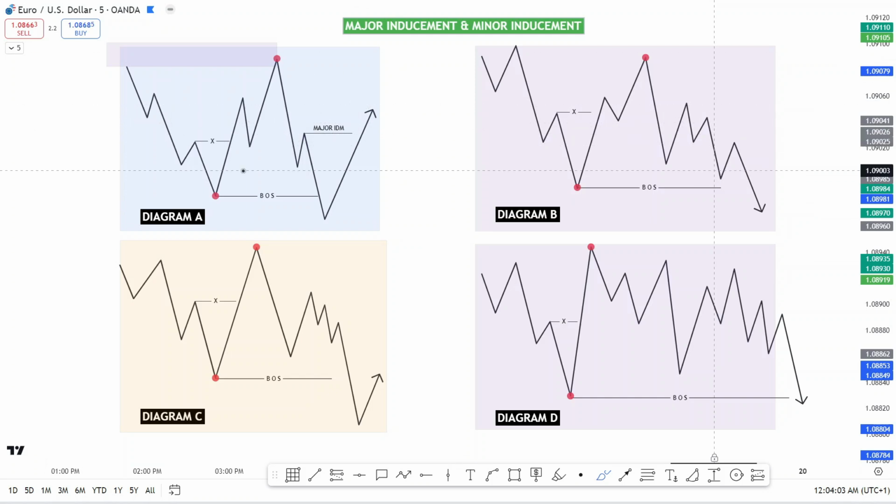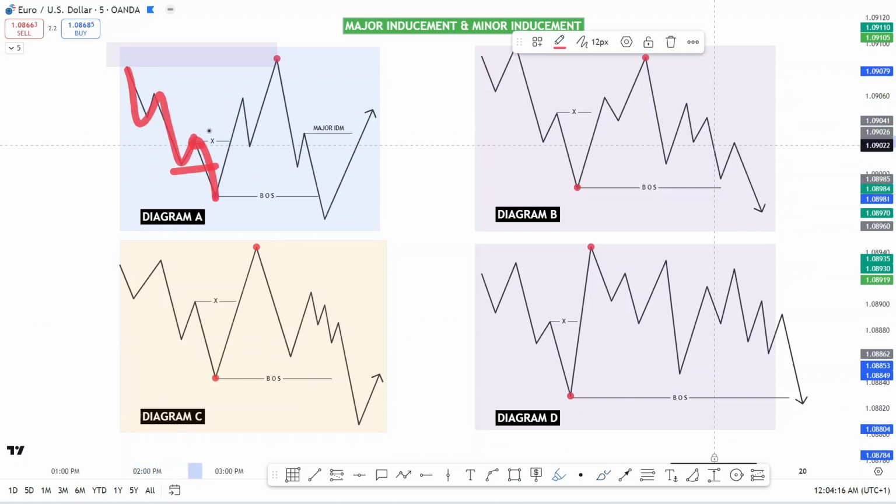Diagram A is quite simple and very straightforward. Let me give you a quick recap before we go to the other one. Price kept going to the downside, broke structure, and took inducement, taking this as inducement. What happened now? Based on this move to the downside, where is our inducement?